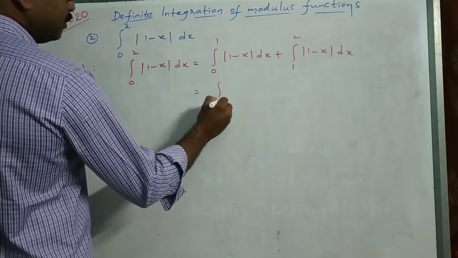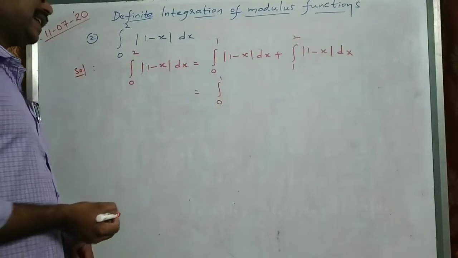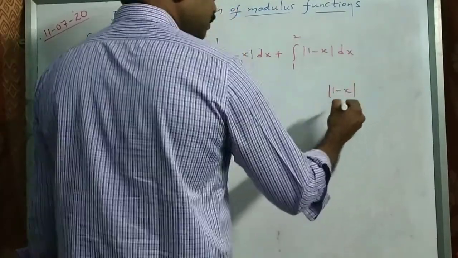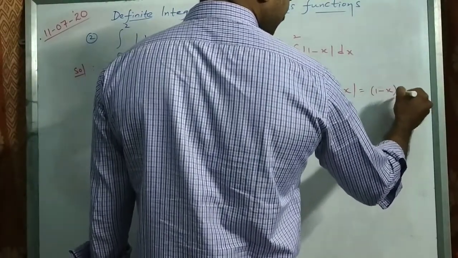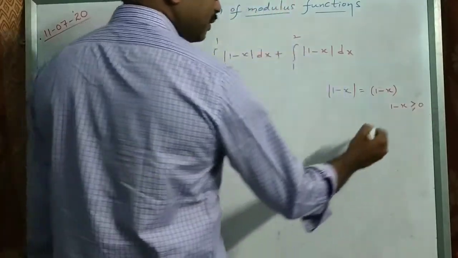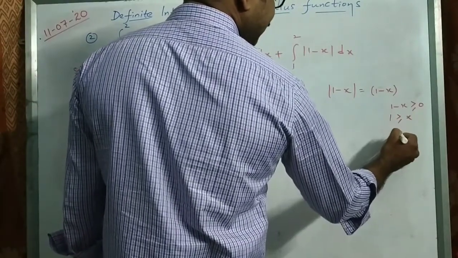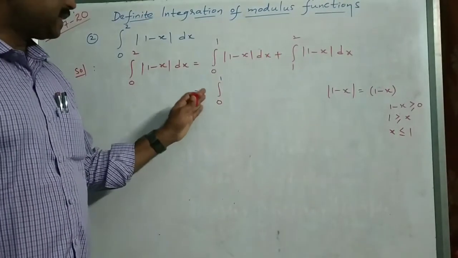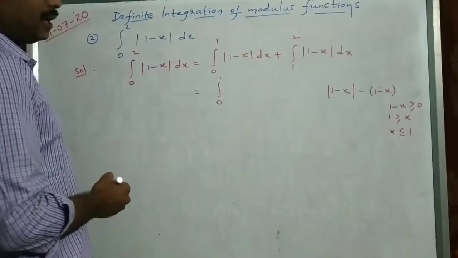Between 0 and 1, what is 1 minus x? Mod 1 minus x equal to, I can write plus 1 minus x if 1 minus x is greater than or equal to 0. That means 1 is greater than or equal to x, that means x less than or equal to 1. Means if x is less than or equal to 1, our 1 minus x will be how much?